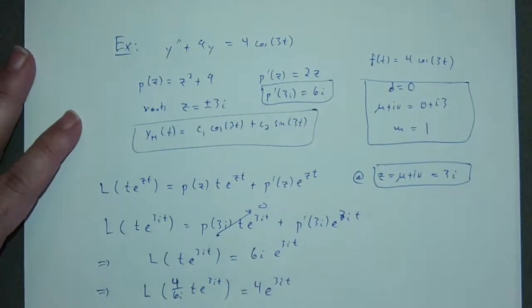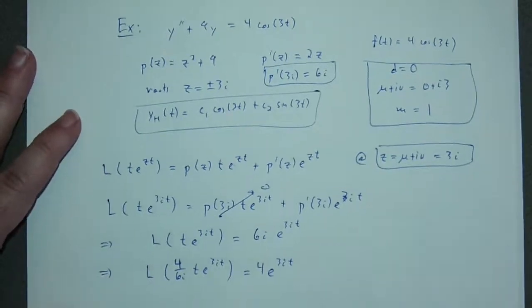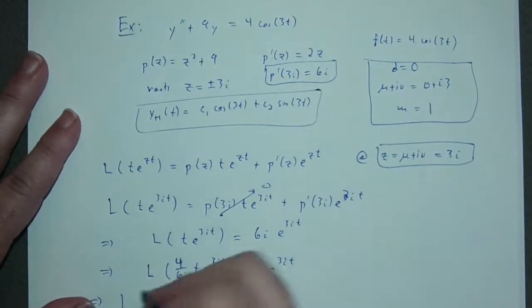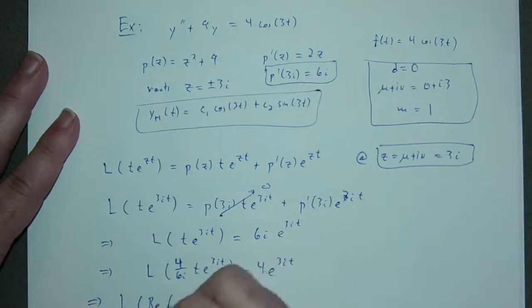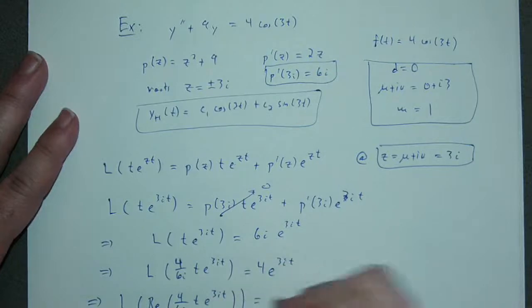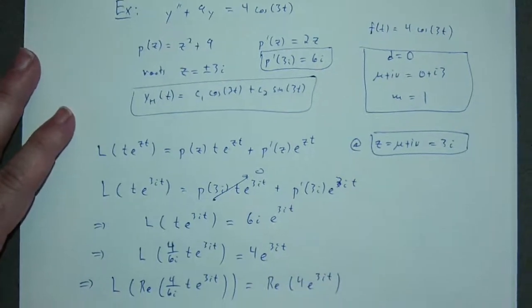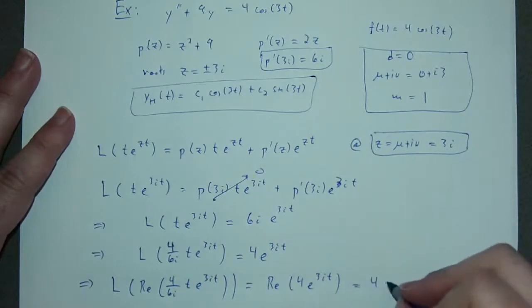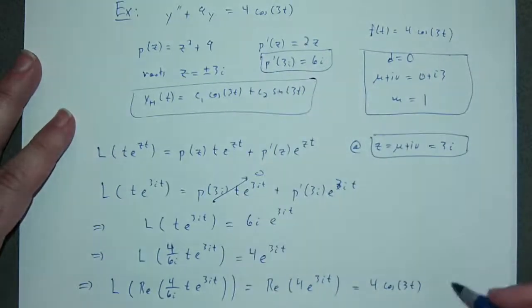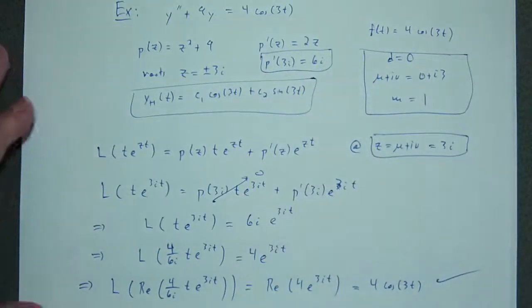Okay. And then I need to take the real part. So L of the real part of 4 over 6i t e to the 3it is the real part of 4e to the 3it. But the real part of 4e to the 3it is 4 cosine of 3t, which is exactly what I wanted. So this is my particular solution.